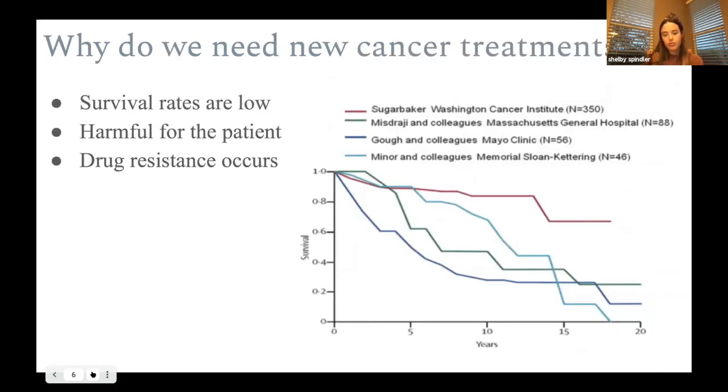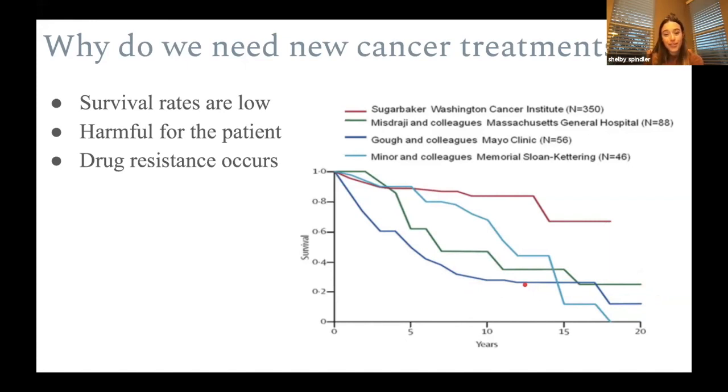Survival rates are really low too for cancer. So we look at this graph over here, just some major cancer treatment centers in the US, like Mayo, this blue one, I'm sure most of you have heard of. We look at the survival rate, which is going to be over here. We all start at 100%, and after about 10 years and on, we see that the survival rate is about 25%, and it's similar for most of them.